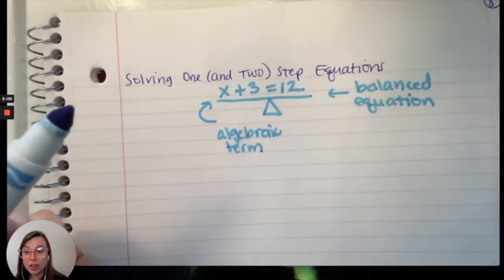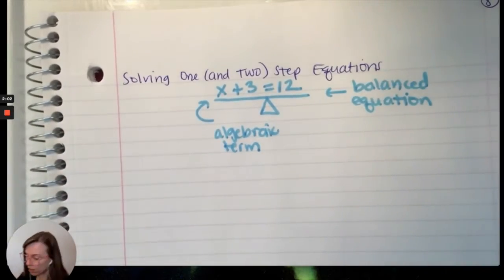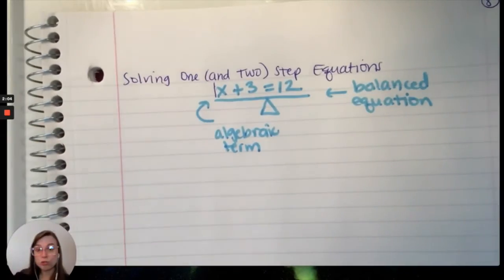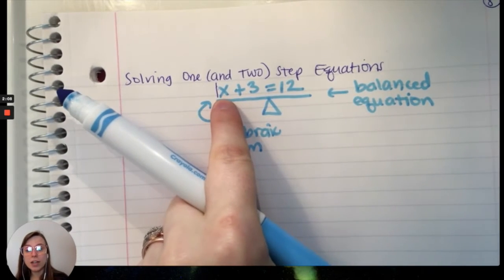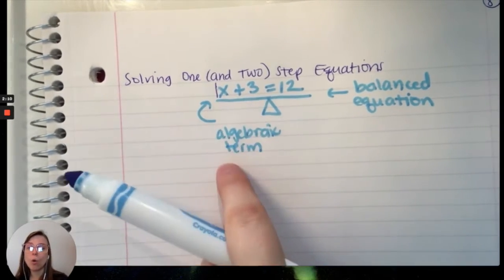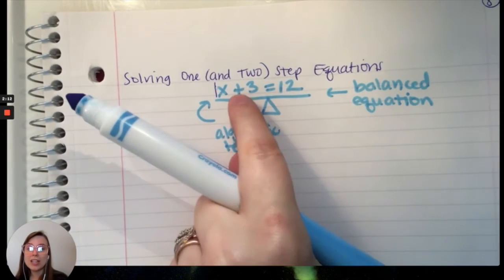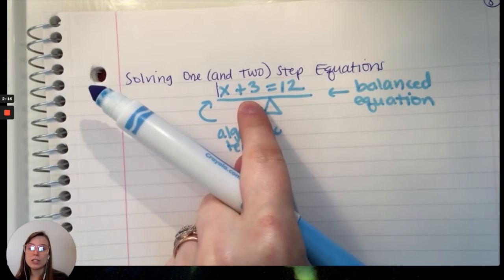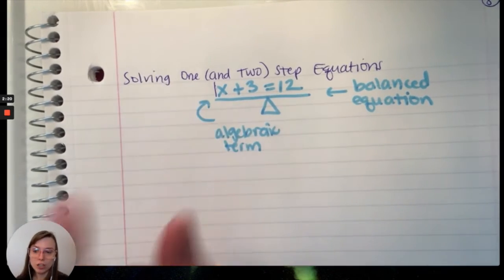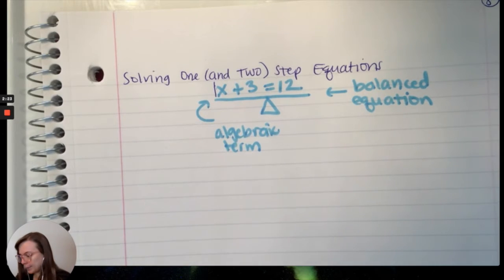So going over some vocabulary, the invisible 1 is in front of this x. You can draw it if you want. You don't have to. That 1 is your coefficient. X is the variable, but 1x is a whole algebraic term. 3 is a constant because it has no variable. X plus 3 is an algebraic expression, and this whole thing is an algebraic equation, or just equation.